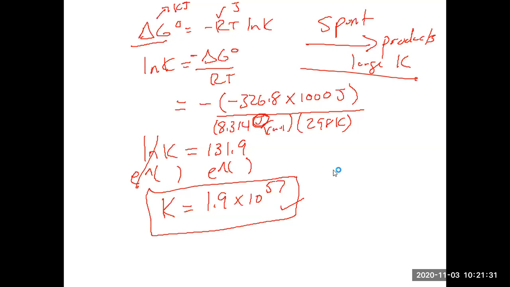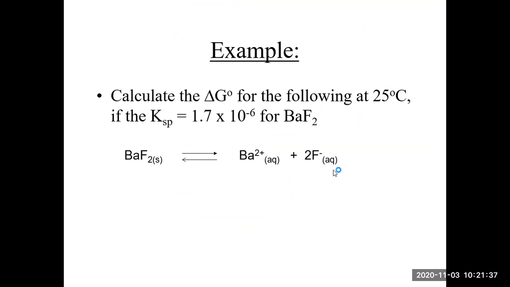Okay, why don't you try the next one then? See what you come up with here. We want to calculate the delta G naught for the following if the Ksp is 1.7 times 10 to the minus 6. So see what you come up with.